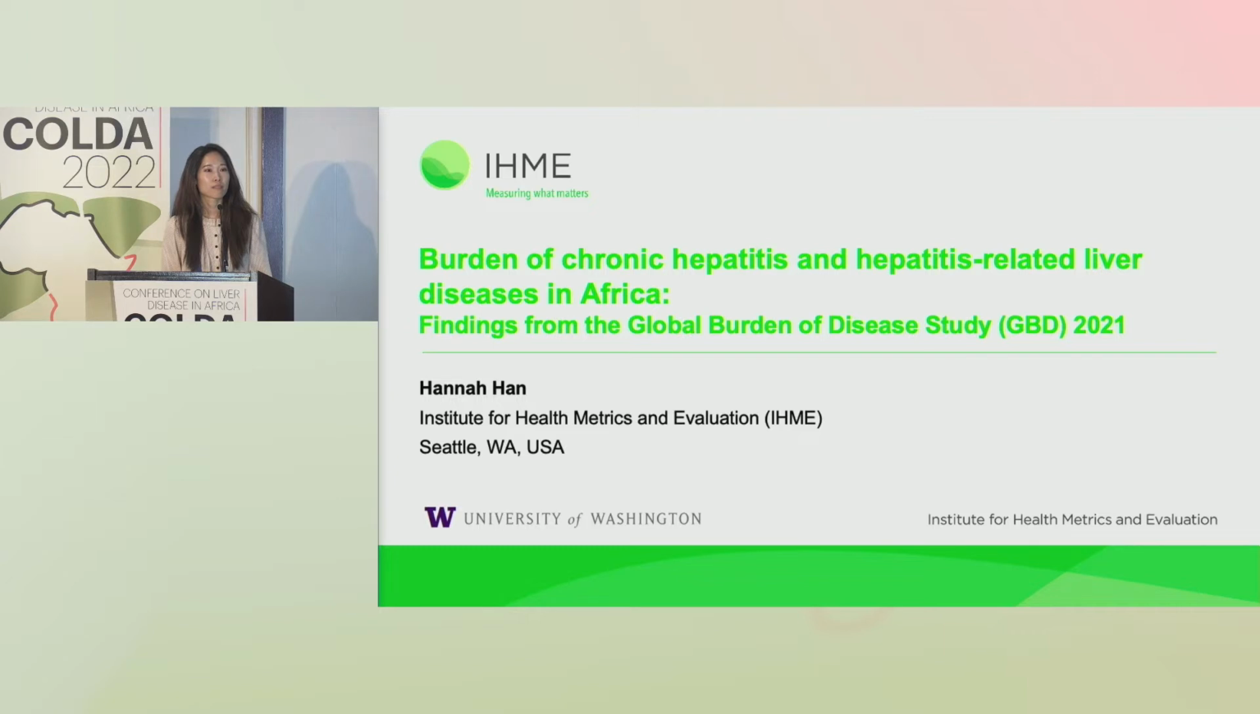So I am pleased to share some preliminary results from our latest iteration of the Global Burden of Disease study. It used to be called 2020, but as of last month, we started calling it 2021. Specifically, this is on the burden of chronic hepatitis and hepatitis-related liver diseases in Africa.